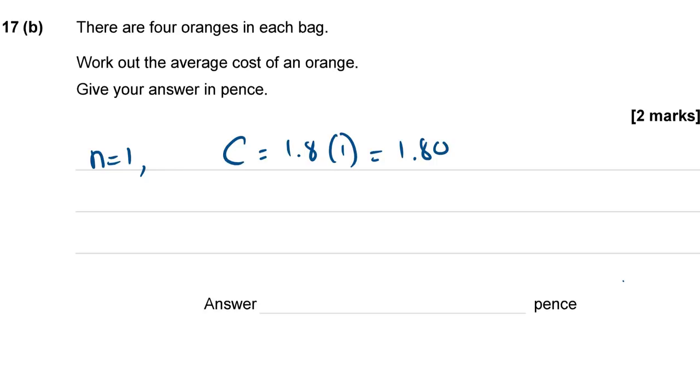So then I need to divide that by 4. So 4's into 1.80. 4's into 1 don't go. 4's into 18. How many times does it go in? So that means it goes in 4 times and the remainder is 2. 4's into 20 go 5 times, don't they? So that tells me that one orange then is £0.45, which is the same thing as 45 pence.